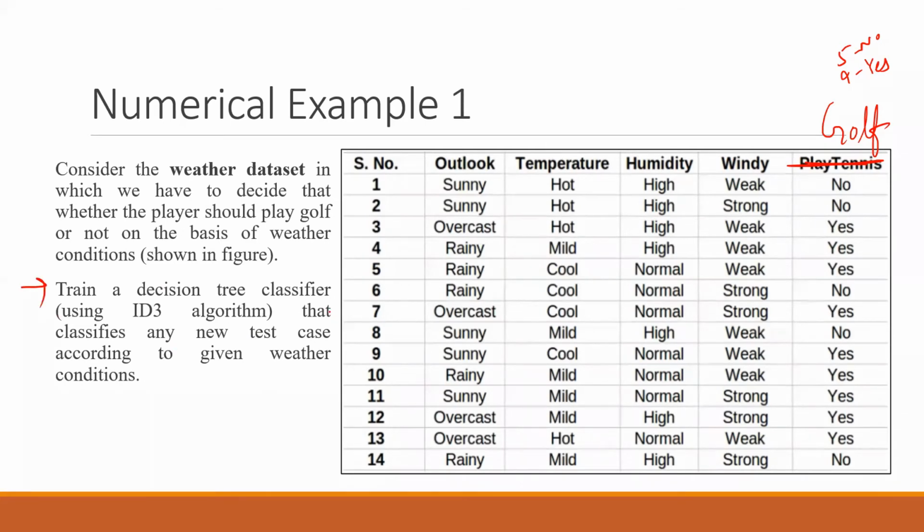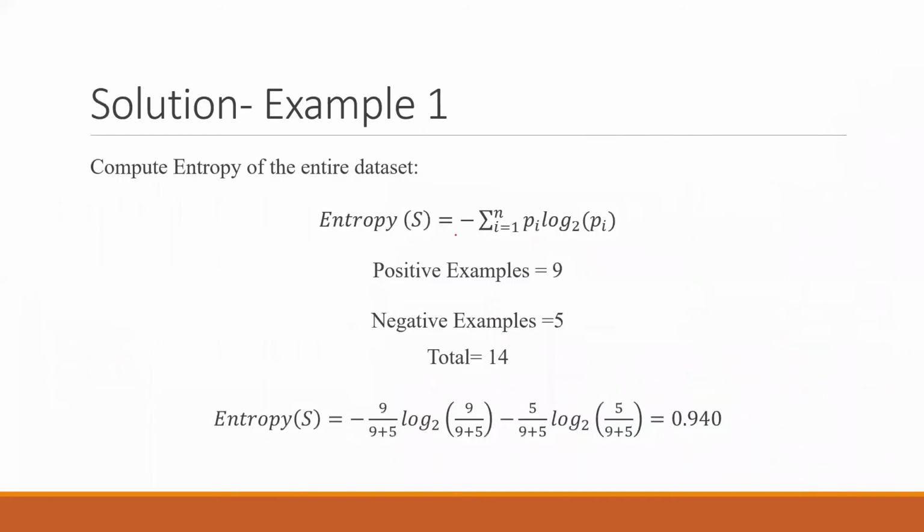Right? So right now we are not given any test case, but we will have to make the decision tree this time. Using the ID3 algorithm, the decision tree has to be made for all the values in front of you. So let's look into this.